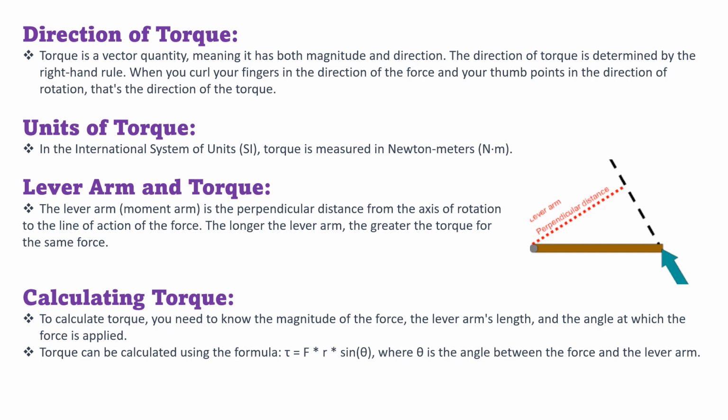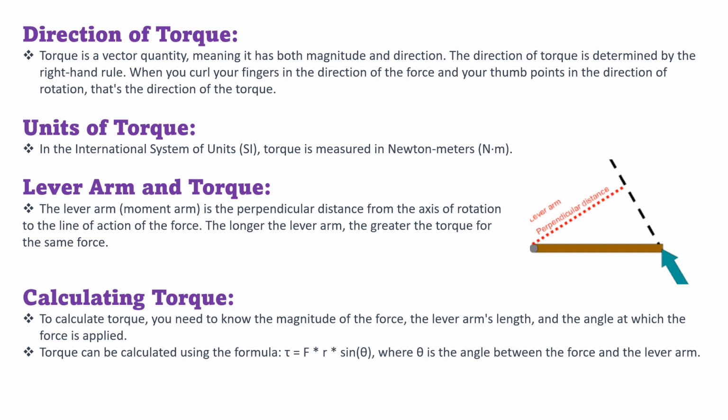You can see that this green arrow shows you the applied force. If I extend it using a dotted line like that, that is the line of action of the force. You can see this is the pivot point. So when you measure the perpendicular distance from the pivot point to the line of action, that gives you the length of the moment arm or the lever arm.